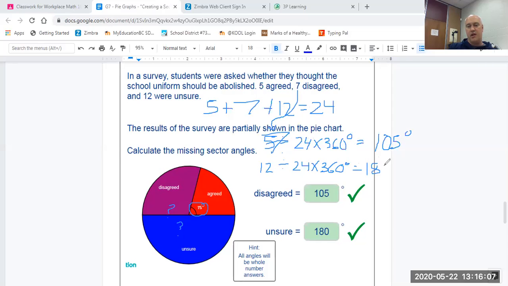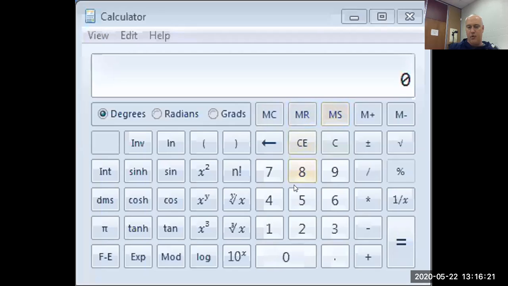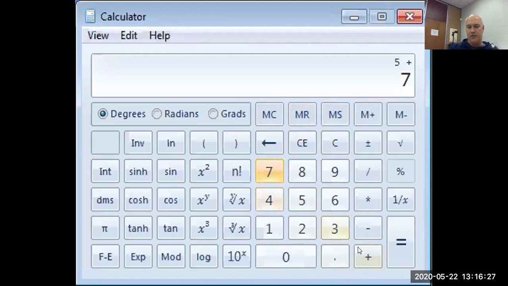So let's just plug that into their calculator now and see what that looks like. So we'll click here, and we will turn on our calculator here. So basically what we have here, once again, is we have to add up our three values to find out the total. 5 plus 7 plus 12 equals 24 that we determined. So that 24 total we have to remember. Then we have to take the 7 disagreed, so 7 divided by the 24, and then multiplied by 360 degrees. So that's why we got 105 degrees for our disagreed.